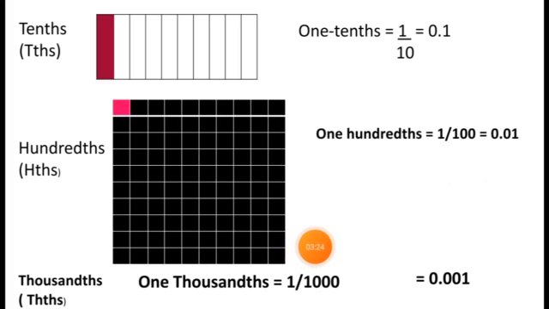Fine, children. In the same way, for the thousandth part, we draw a box and divide it into 1000 parts. If the shading is done only for a single box, that shading can be represented in fraction form as 1 upon 1000. It can also be said as one-thousandth, and its decimal representation will be 0.001, as you can see on the screen.